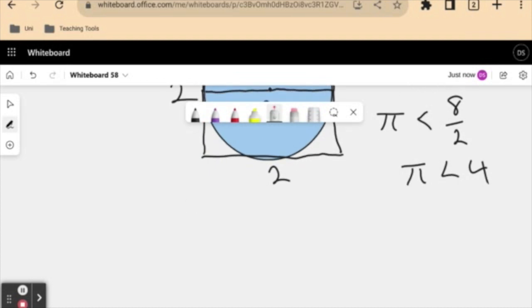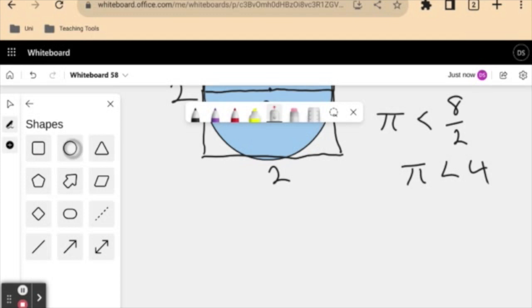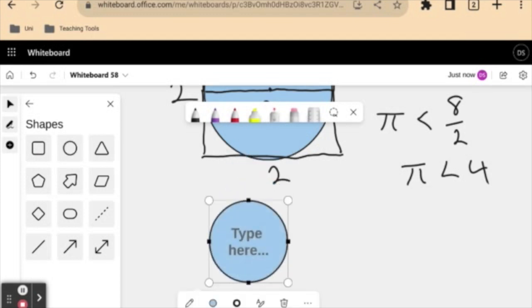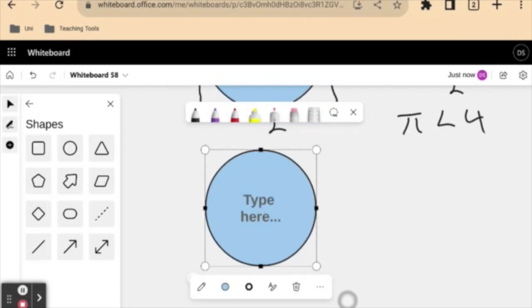Now, taking another circle, we're going to observe something else that happens.